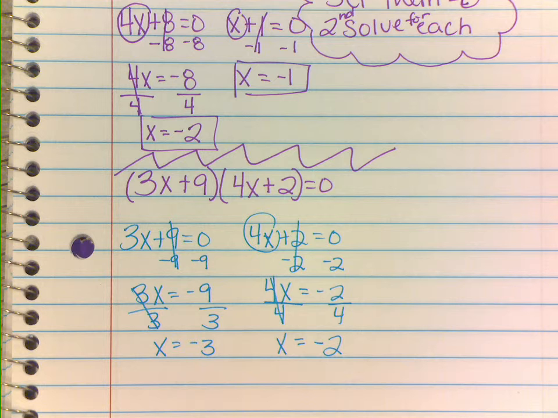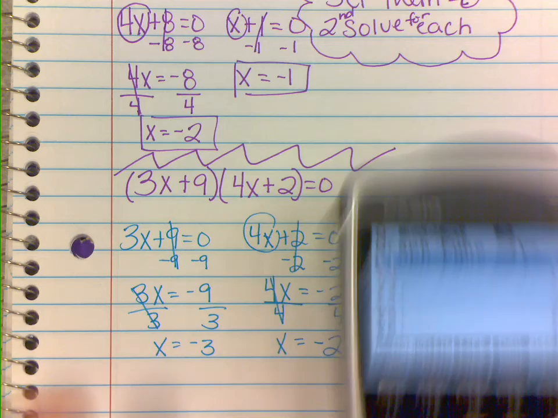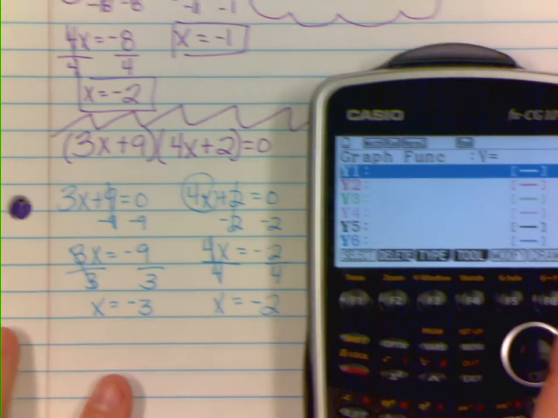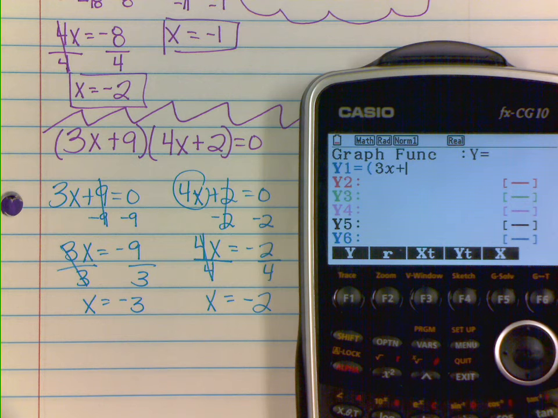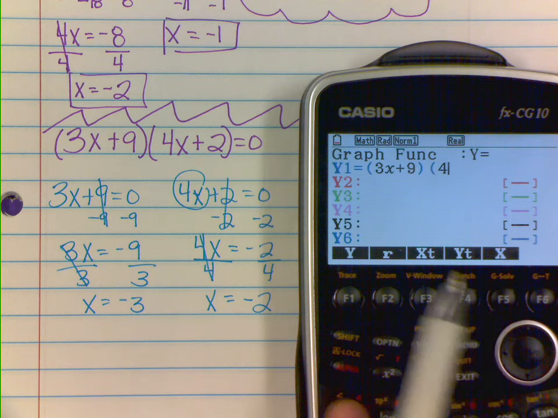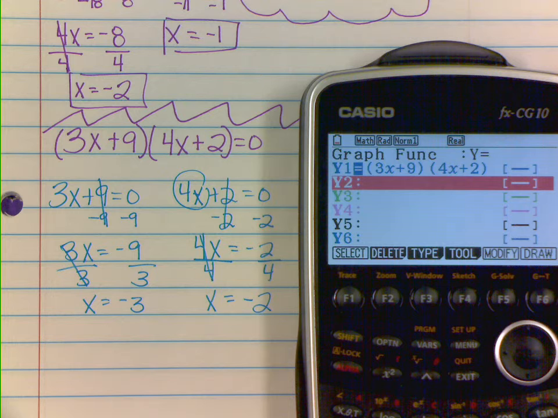It's actually kind of magical and you might actually like it. Now, if I tell you to solve by factoring, you have to have this work. But you can check your answers in the graph. So go ahead and get your calculator out and type this in. Parentheses 3x plus 9 in parentheses, 4x plus 2. Guys, calculator, please.